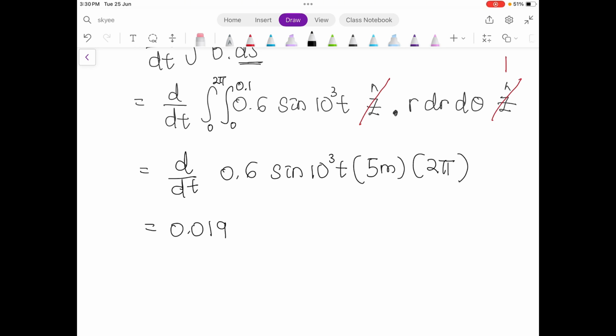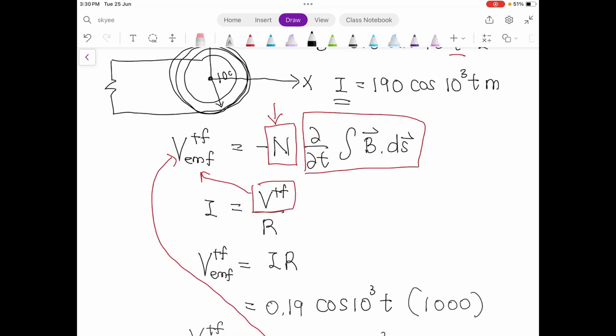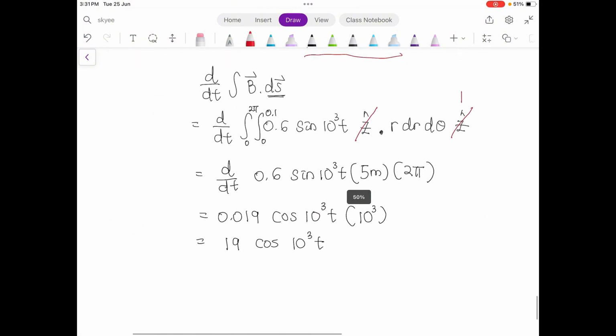Differentiate with respect to t. For sine, you will get cos 10^3 t, times 10^3, so you will get something like 19 cos 10^3 t. This is the one that I asked you to calculate. So you can compare.